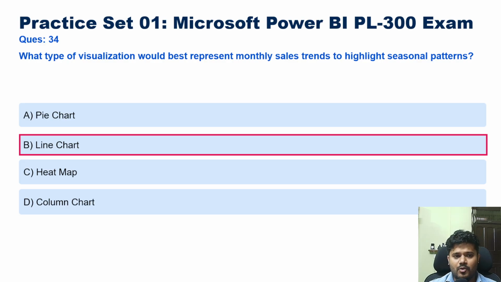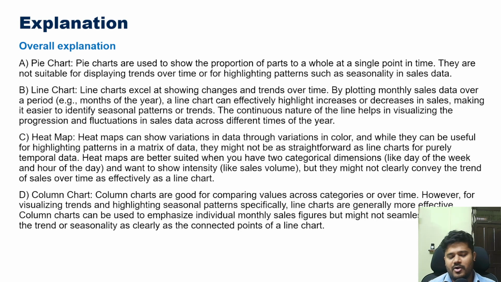Let's now look at the overall explanation. This slide talks about what each chart visual in Power BI represents and where you can use them. For example, a line chart is used to show the changes and trends over time by plotting monthly sales data over a period, for example months of the year. A line chart can effectively highlight increases or decreases in sales, making it easier to identify seasonal patterns. So that is why line chart is the best option for this question. You can obviously look at the explanations for other charts like column chart, heat map, and pie chart by pausing this slide, and it will improve your understanding of this topic. So that covers the explanation part.